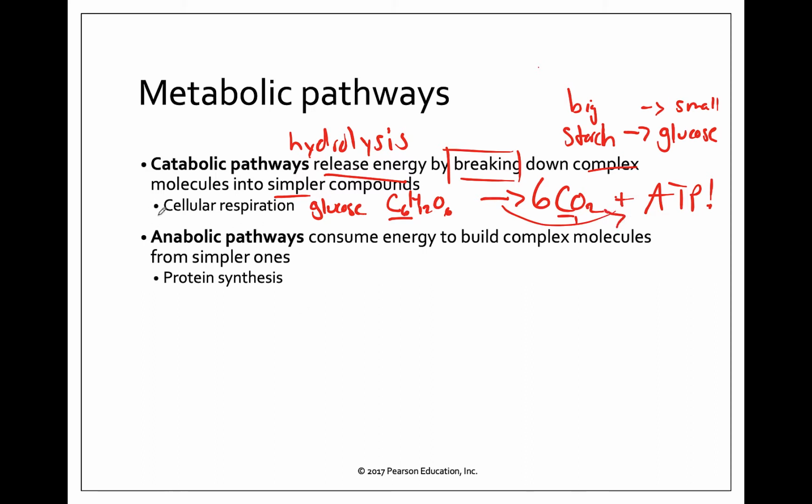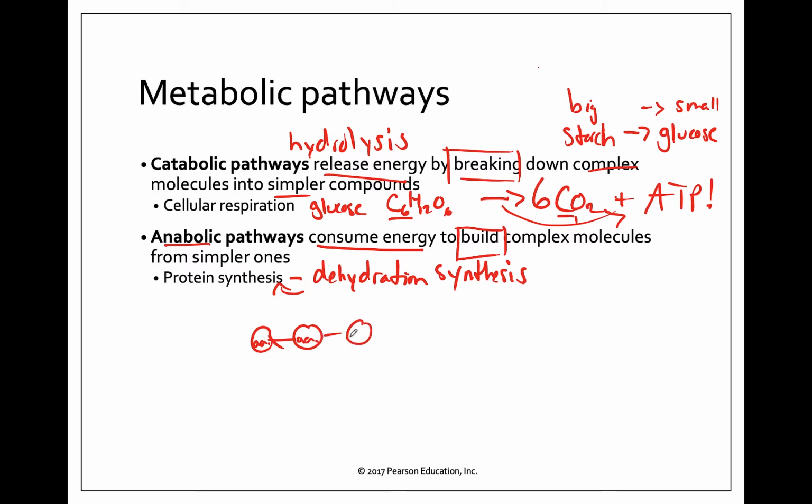The opposite of this would be an anabolic pathway. This is going to consume energy, so this is going to require energy to go. And it's going to do the opposite, it's going to build. So an example of this would be dehydration synthesis, which is the process for protein synthesis, where we would take individual amino acids and stick them together to make larger chains.